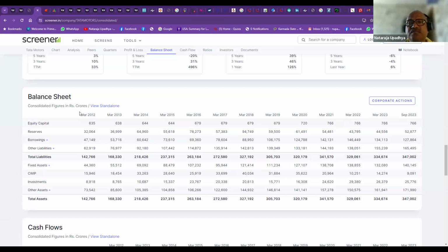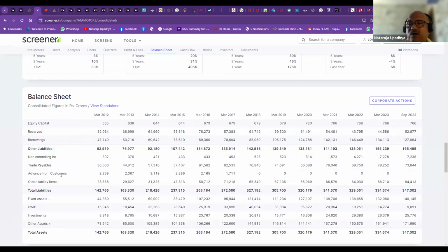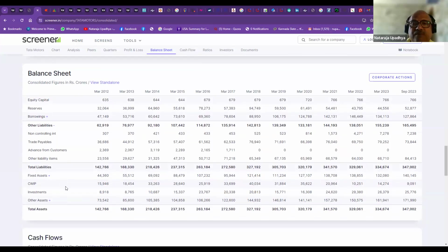Then comes the balance sheet, which is the assets and liabilities view. Equity capital is the money that is invested through equity. Then the company has certain reserves that are growing. That's good. The company's borrowings are reducing now on an annual basis. Liabilities typically go along with the assets. So what is important in liabilities is how they compare with the assets.